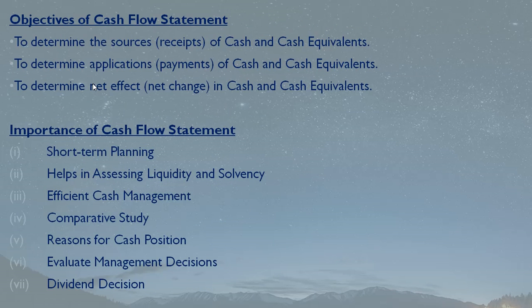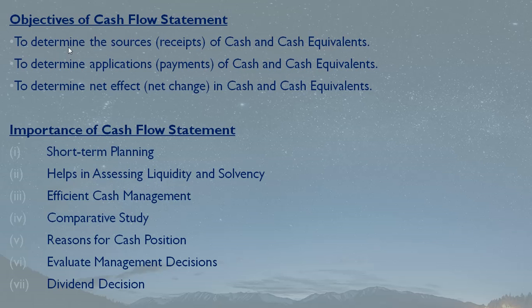Now what are the objectives of cash flow statement? Number one, to determine the sources or the receipts of cash and cash equivalents. So one of the main objectives of cash flow statement is to locate the sources of cash and cash equivalents, just to know from where the cash is coming in. And to determine applications or the payments of cash and cash equivalents, to know where the money is going out.